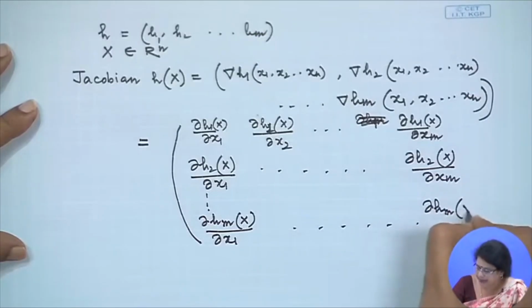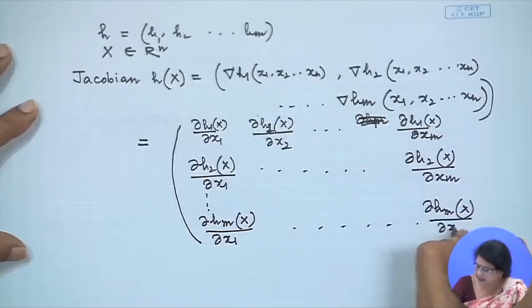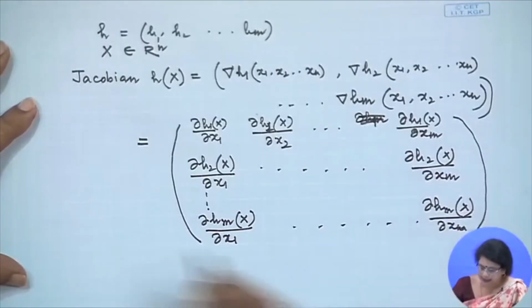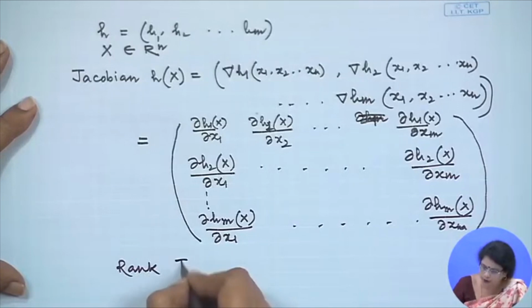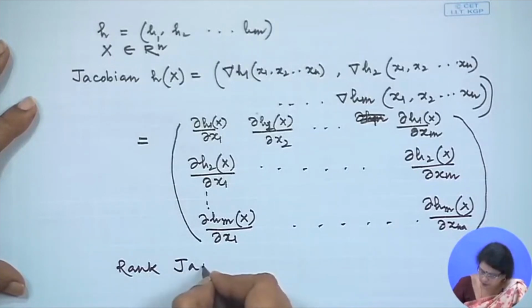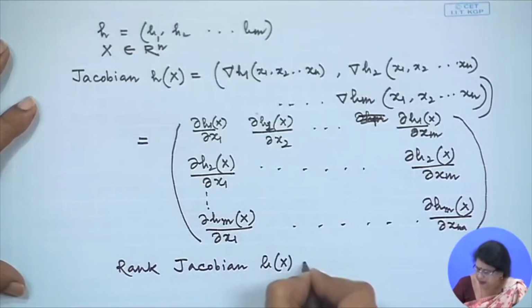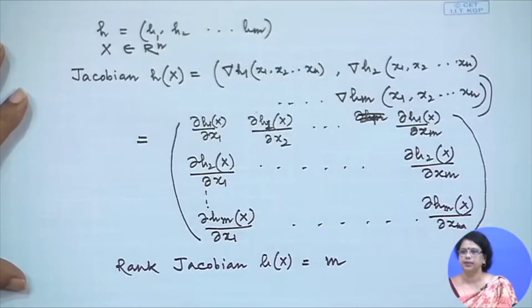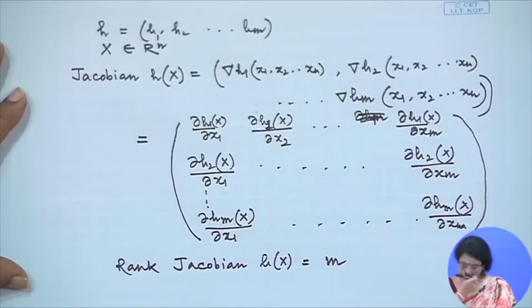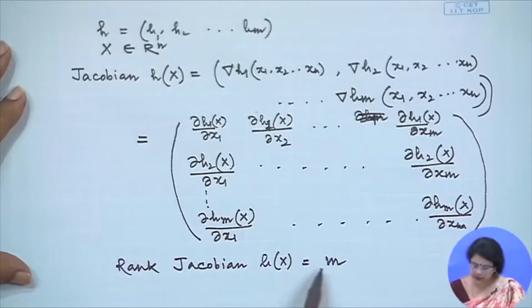Now, it has been said that this must be of full rank. That means we should always find that the rank of the Jacobian of H(x) must be equal to m. Okay? This is the condition.